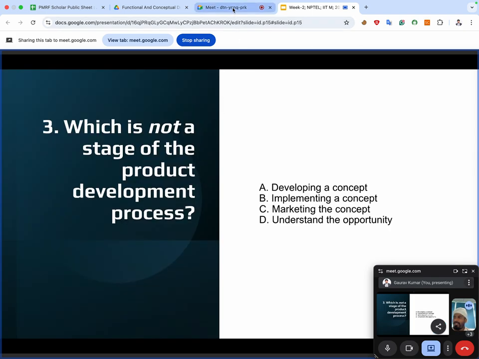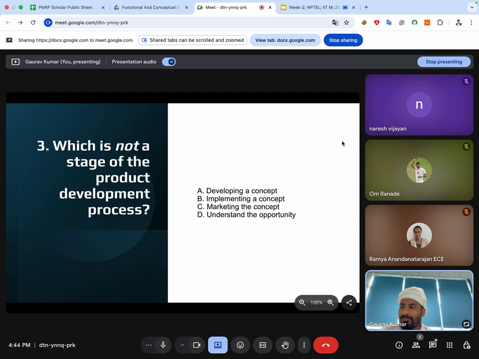Question number 3. Please answer. Please participate, because these questions might come in any of your examinations, whether in the mid semesters or final semesters. So if you are engaging with these sessions, it will be really helpful while you are giving your examinations. These are very simple questions, I understand, but it will be really helpful.